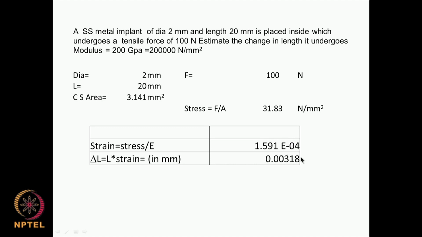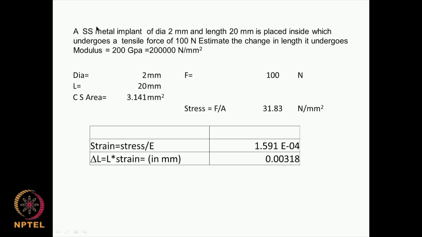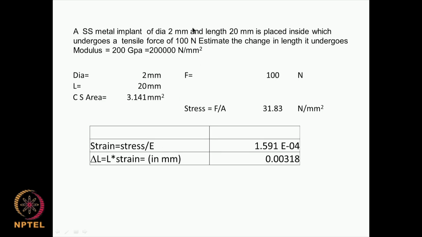So, the length has increased by 0.00318 millimeters. Now, look at a similar situation, but the modulus has changed. Originally I used a stainless steel metal implant, now I am using a titanium metal implant. Titanium has a lower modulus, 100 gigapascal, otherwise it is the same: 2 millimeter diameter and 20 millimeter length.